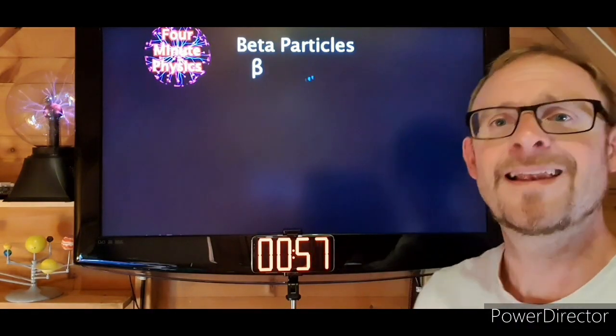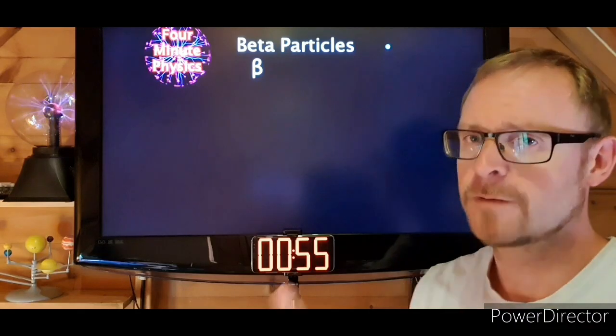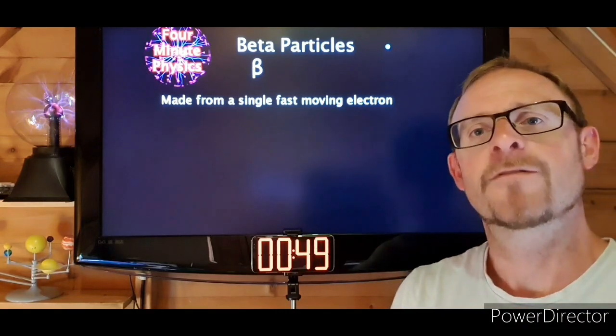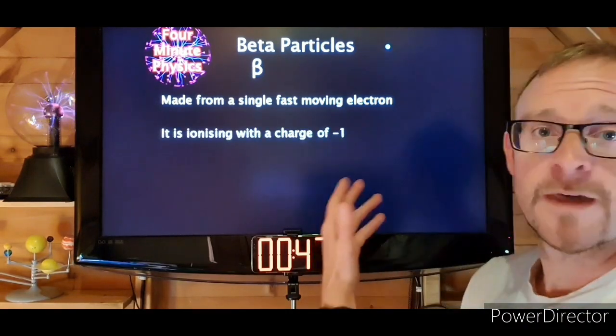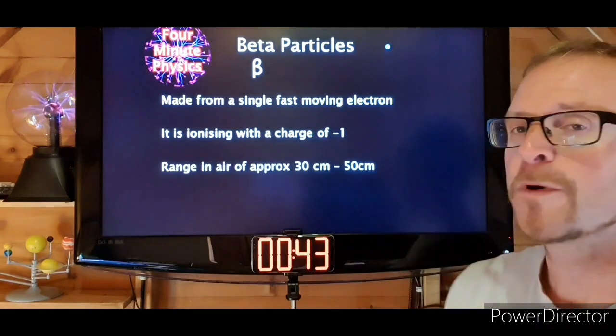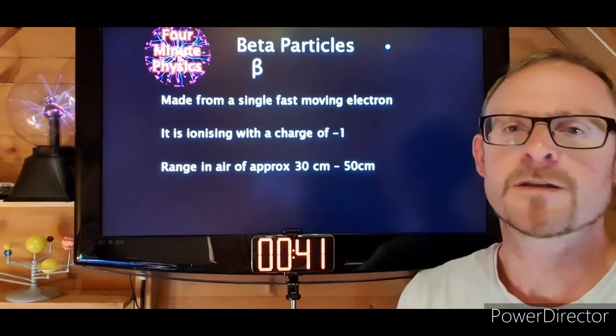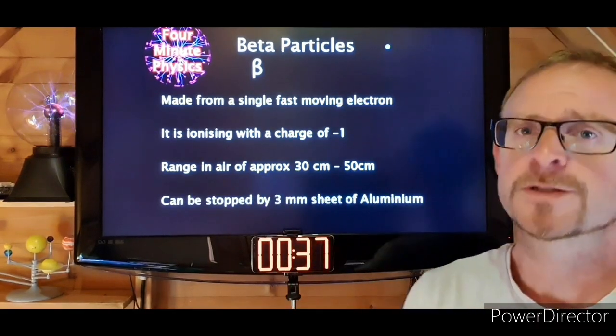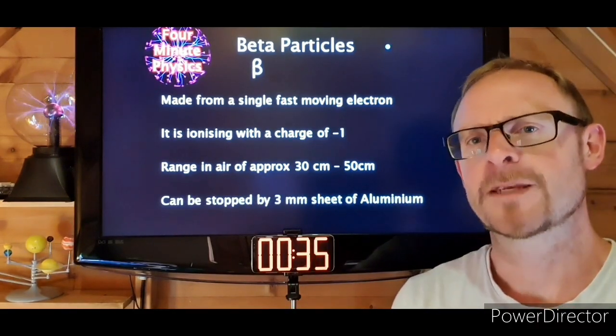The next one is beta. Beta particles are electrons. Again, these are emitted from the nucleus, and that's something I'll explain in another video later. But these still have an effect of ionising because they have a negative charge of -1. They do go a bit further because they are a lot smaller, so they can go about 30 to 50 centimetres in air, and they can also be stopped by using about 3 mm of aluminium.